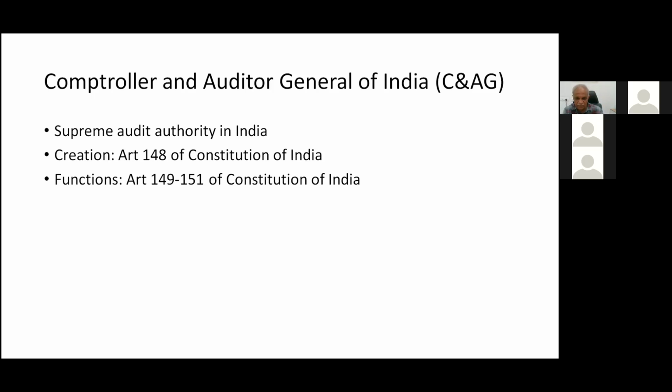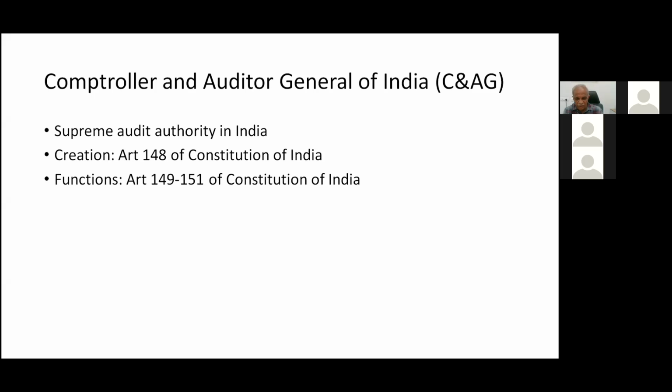What does it say? First one is, it is the duty of the C&AG to audit the receipts and expenditure. So 149 says that any money that was taken by an organization or given to an organization, say from the Consolidated Fund of India, because that is the taxpayer money, that organization automatically will be audited by the C&AG organization.